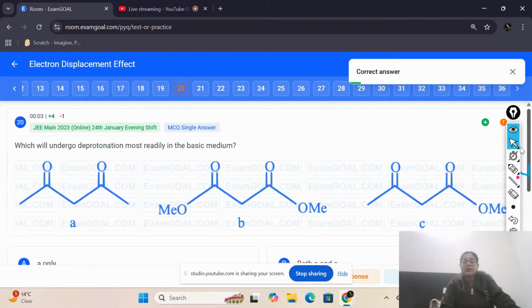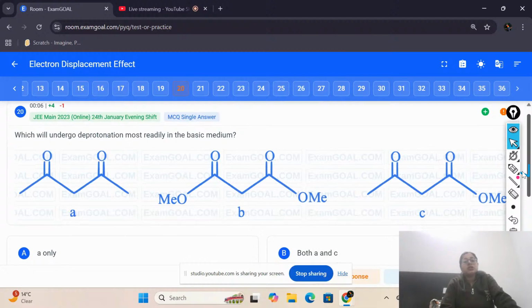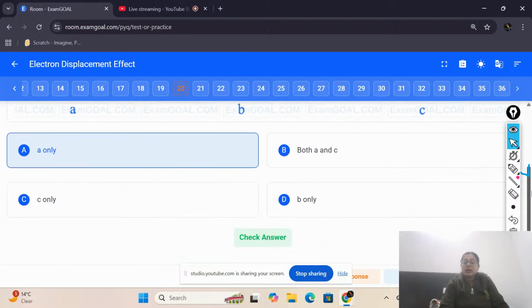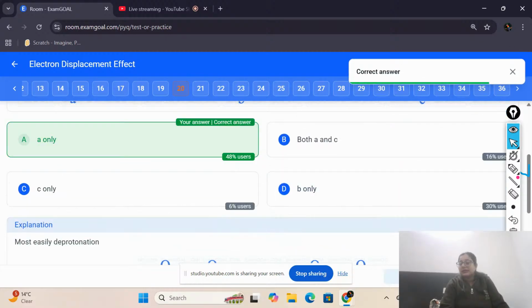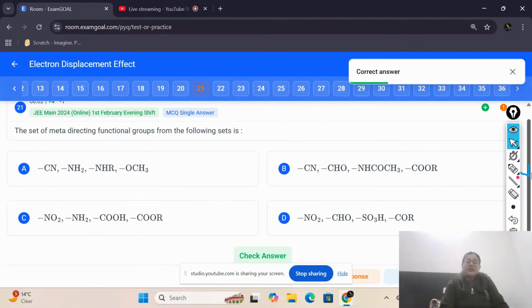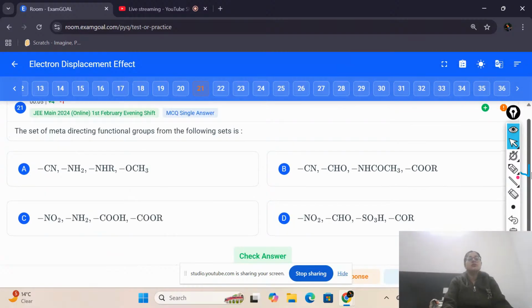Coming to the 20th question: which will undergo deprotonation, that is, easily lose H plus in a basic medium. This H is more acidic because of the two minus I groups present here. This is less acidic because the plus I group OMe is present here. This is again less acidic because of the OMe group. So which will do it most readily? A will undergo deprotonation most readily. So let me check option A. That is correct.